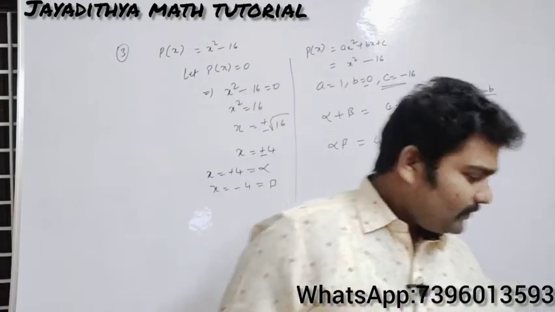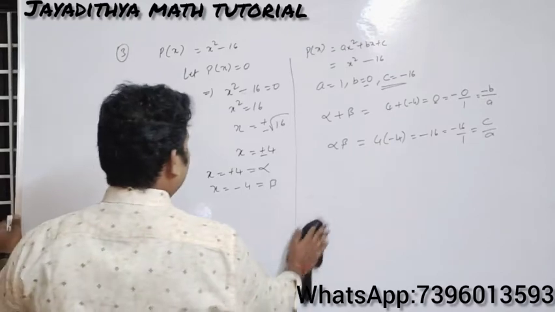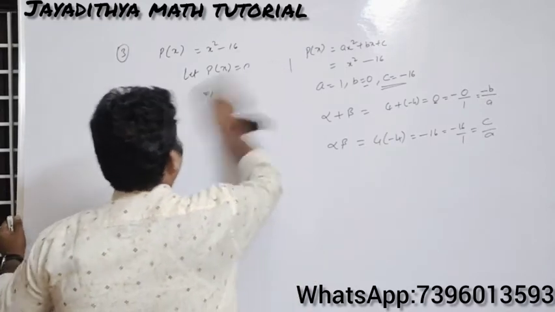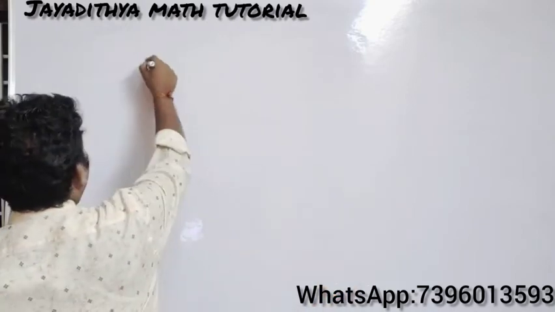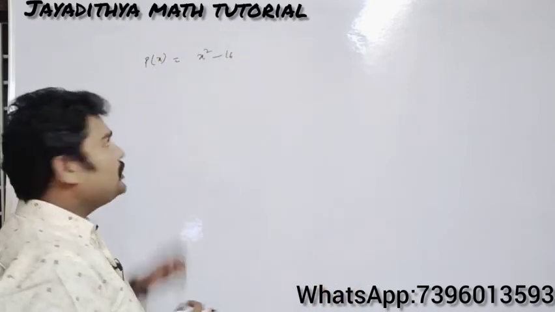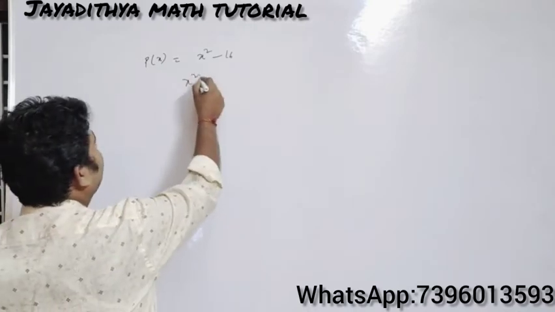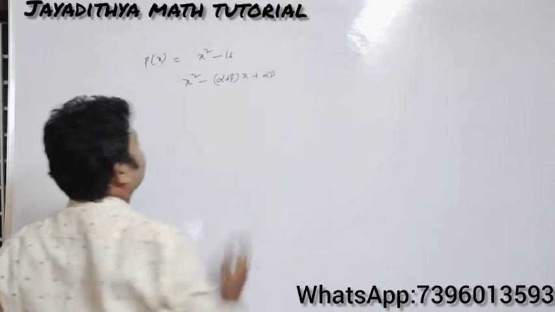That's why I told you this question should at least be given 2 marks, but they have given only 1 mark. And you can also do it in some other way, the same problem. See here, let me explain that one also. P of x is equal to x square minus 16, it is given, right? You compare with the previous case, that is alpha plus beta into x plus alpha beta.